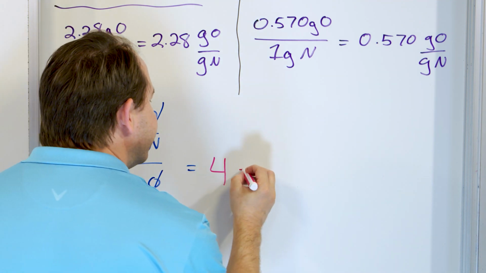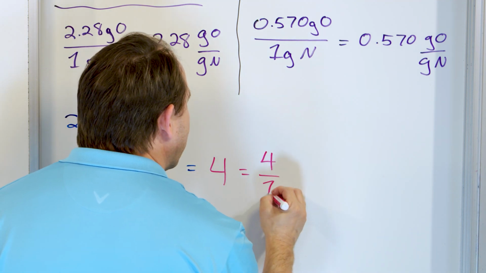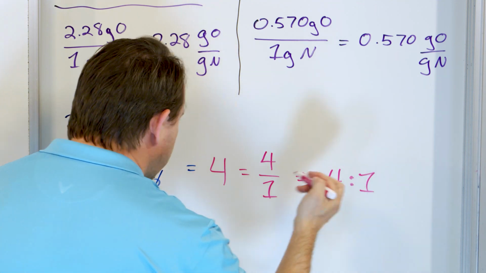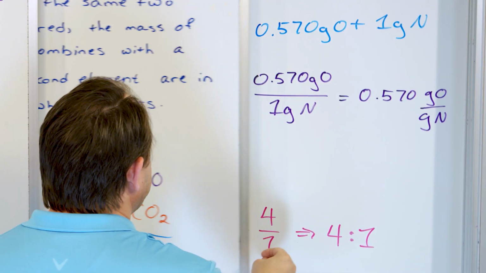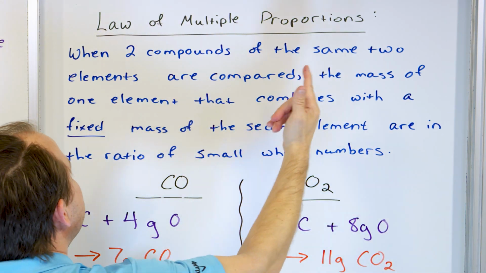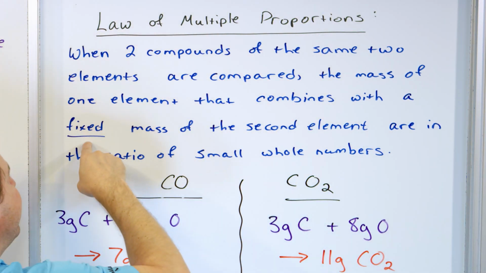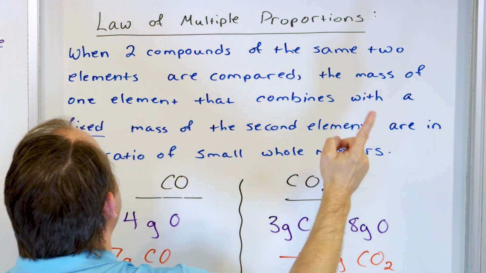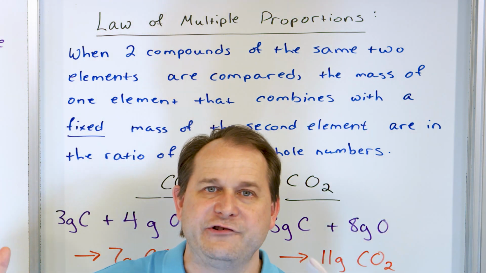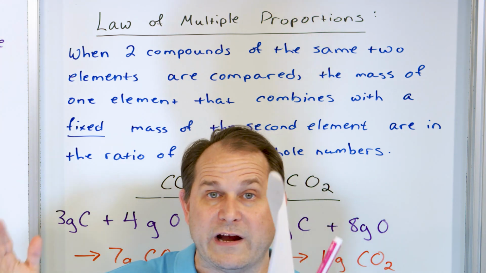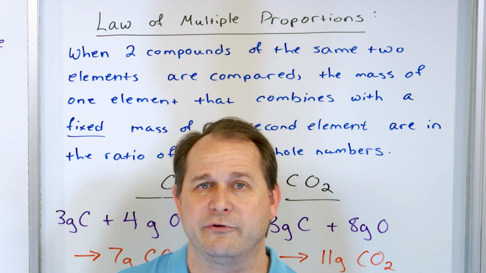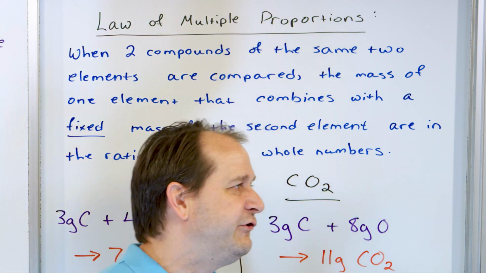And you know that the number 4 is the same as 4 over 1, which is the same as 4 in ratio with 1. So what did the law of multiple proportion say? It says when two compounds of the same two elements are compared, the mass of one element that combines with a fixed mass of the second element are in ratio of small whole numbers. What it is saying is take the ratios that combined, the ratio of each of the different molecules that form, and then put those two numbers in ratio. It's a ratio of ratios.